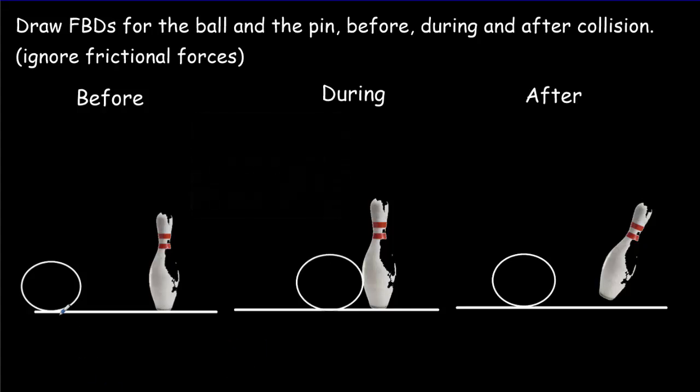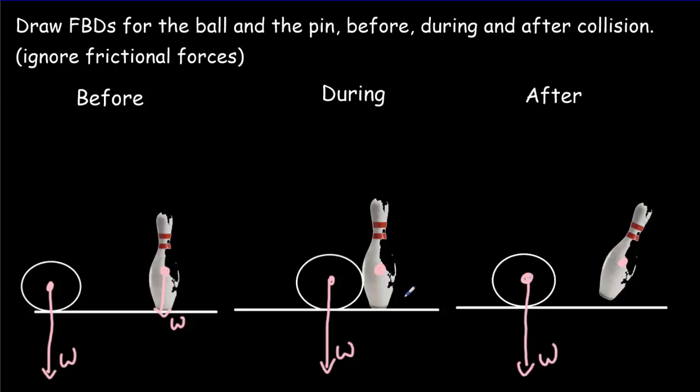So let's start with step 1. Draw the central dot on each object. Done. Step 2, draw the weight vector straight down. So here's my weight vector for the bowling ball. I'll make the one for the pin shorter because, of course, a pin is less massive than a bowling ball. Same bowling ball, so I should have the same length vector here for the weight. Same pin, so it has the same weight straight down in all cases.